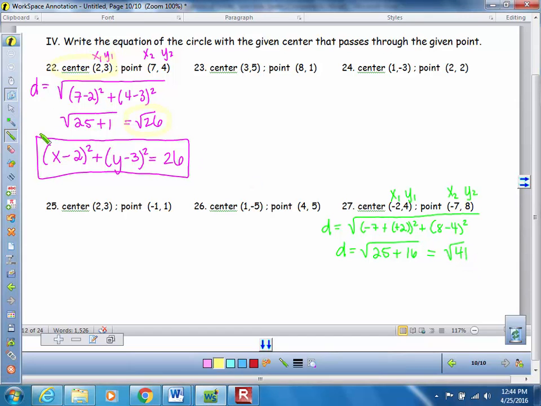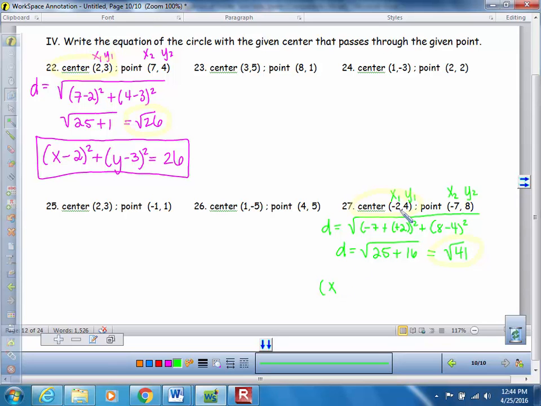Now we're ready to plug into our equation of a circle. So we're going to use our center and our radius. And our equation will look like x. And since this is a negative 2, it would be x plus 2 squared plus y minus 4 squared equals, and then when we square the square root of 41, that is going to give us just 41.